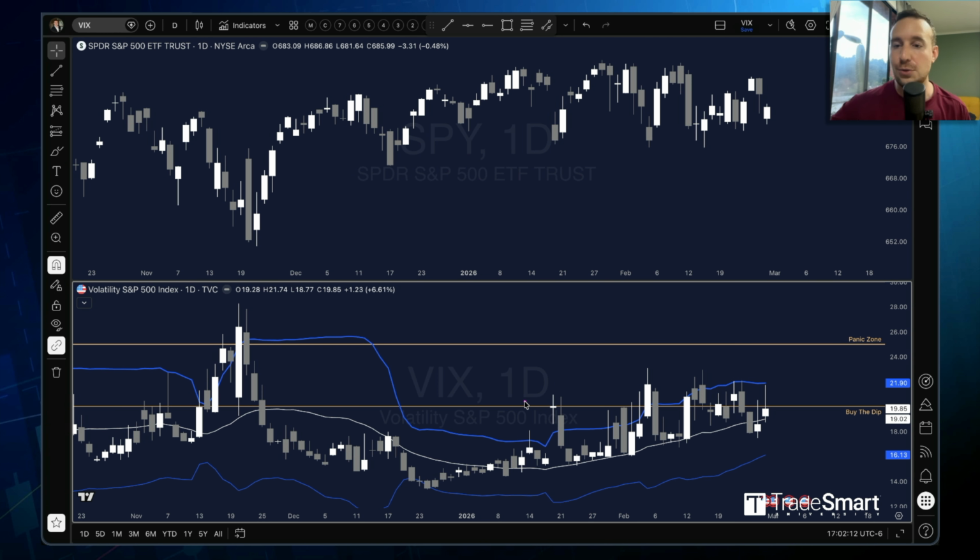And that leads to the second thing that we need to look at with the VIX. After we have our levels marked out and we're looking at specific levels of the VIX, the next thing that we can look at is the 2 standard deviation Bollinger Band of the VIX. So that's the other indicator that I've got on here.